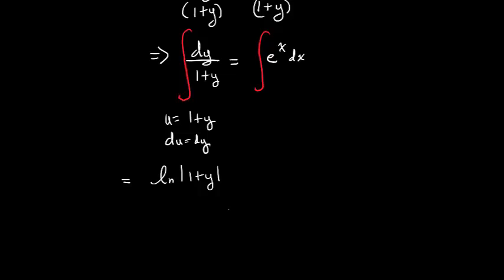and this will be equal to the integral of e to the x dx, which is just e to the x. But remember, whenever we have an indefinite integral, we're always going to add a constant of integration. So this gives you ln of the magnitude of 1 plus y equal to e to the x plus a constant.